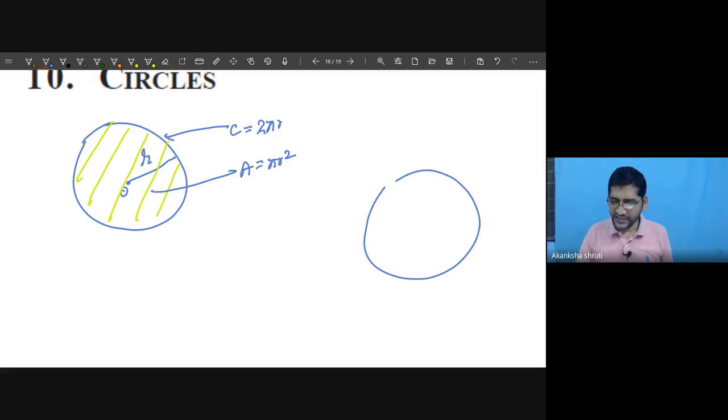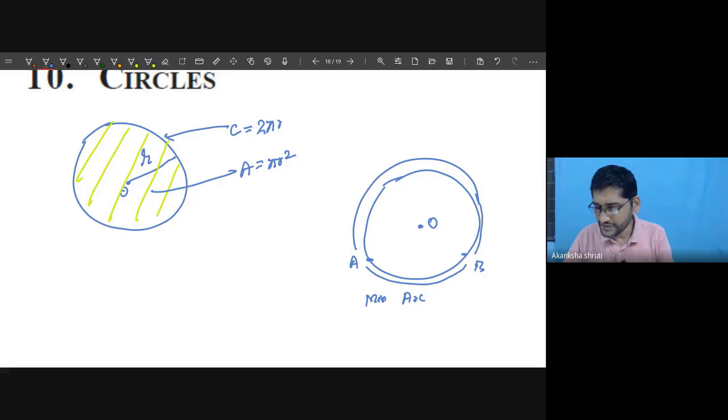Now for this circle, if we take 2 points on the circumference, then along the circumference it is called an arc. But this arc is smaller, so it is called a minor arc, and this one, up to this much, is the major arc.